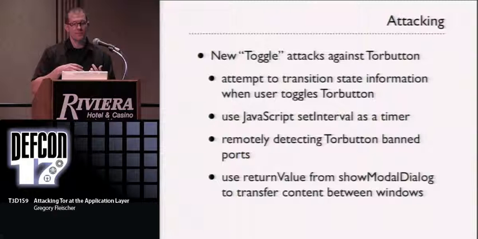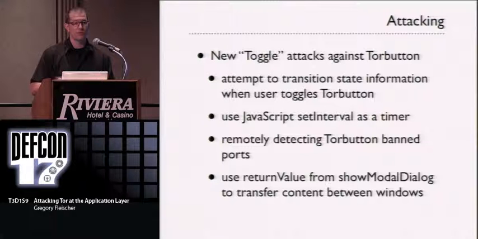Now, in that previous page, that timer was stopped. It stops all the JavaScript. You go on, do whatever, and then you say, disable Tor button. Okay, well, that stops, but the new page starts running again. And that timer can detect the timing difference between when it was started and then stopped and when it was restarted. So, you can use that to time how long somebody's been using Tor and had it enabled. You can also remotely detect Tor button banned ports.